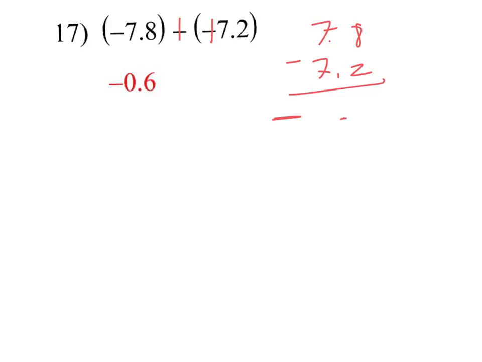Bring down my decimal point. 8 minus 2 is 6. 7 minus 7 is 0. There we go. Negative 6/10, if you prefer.